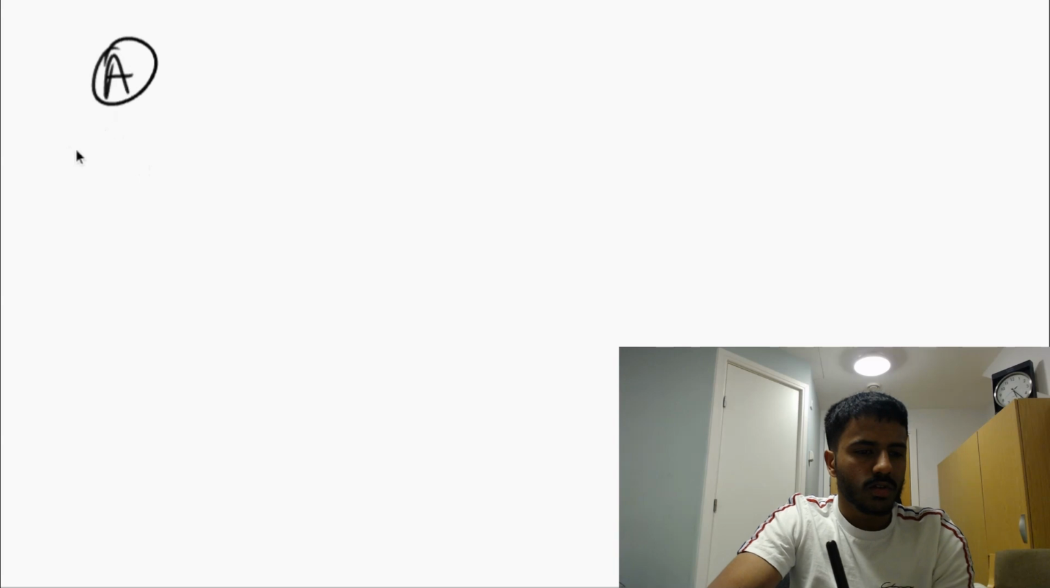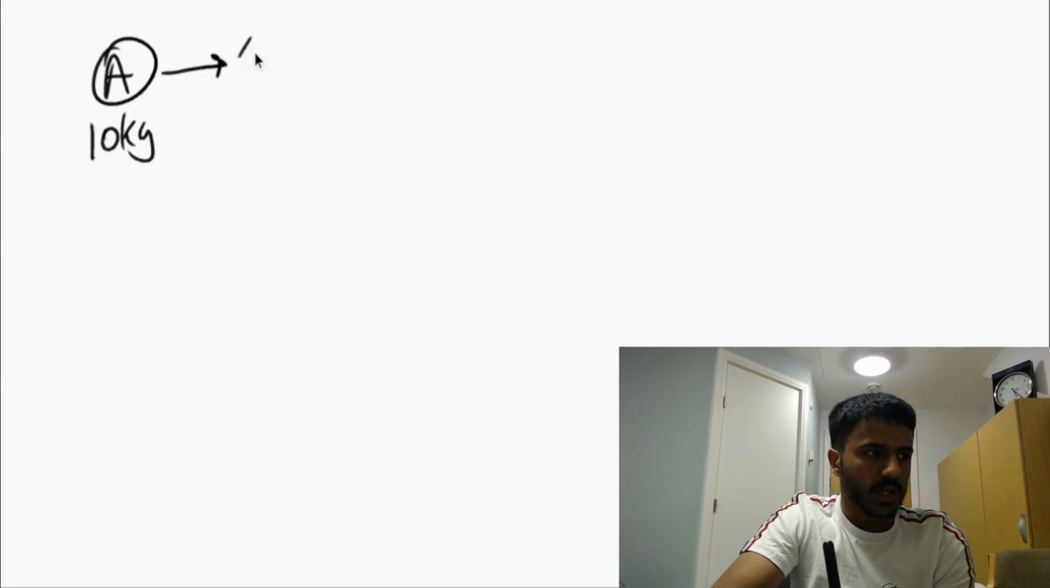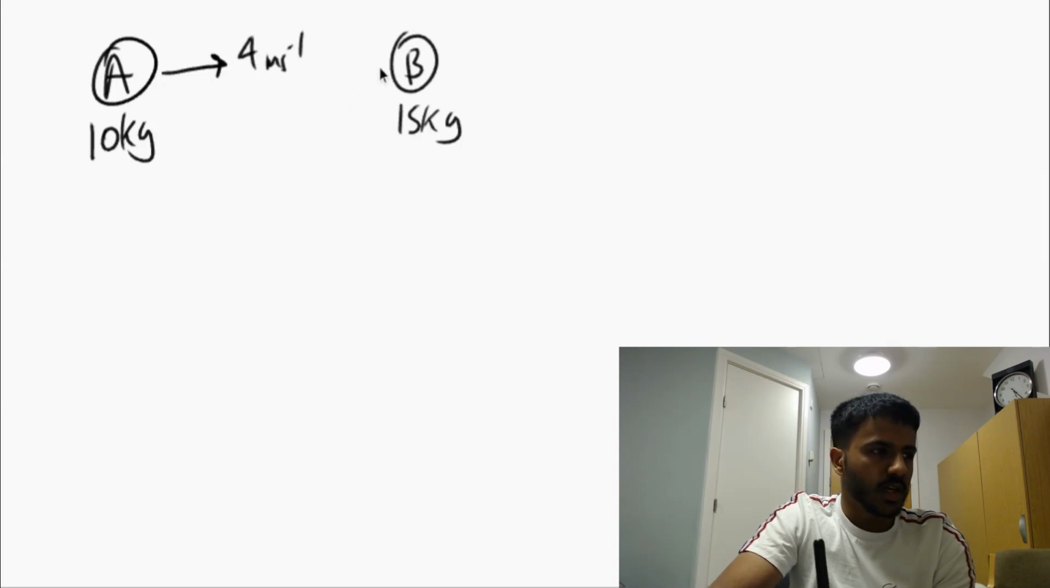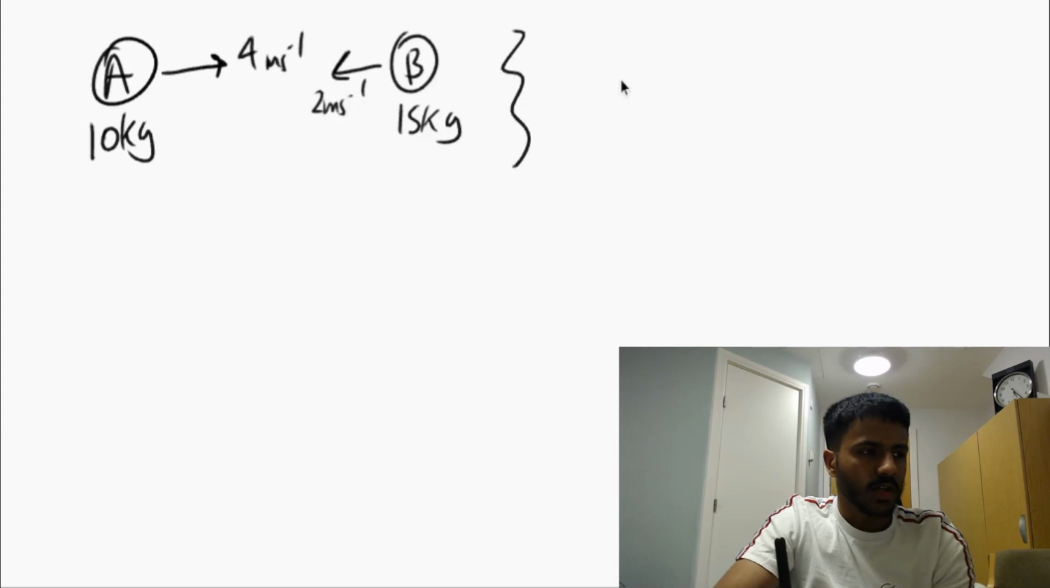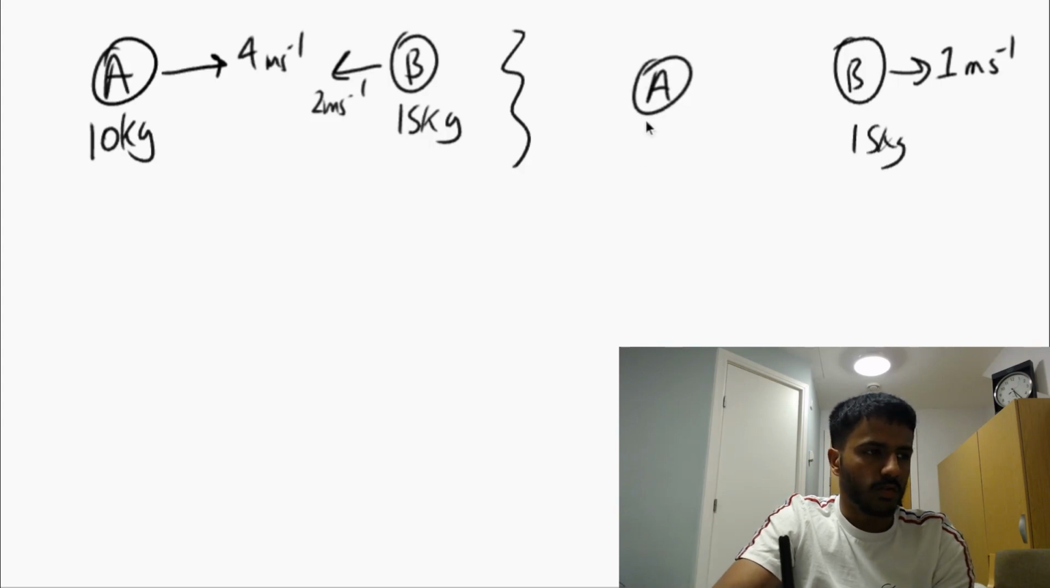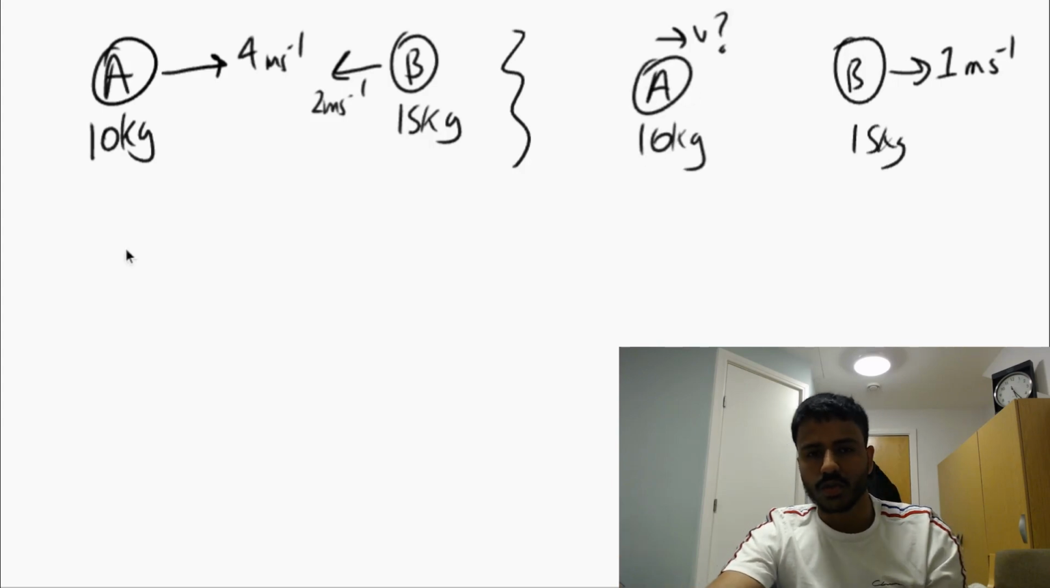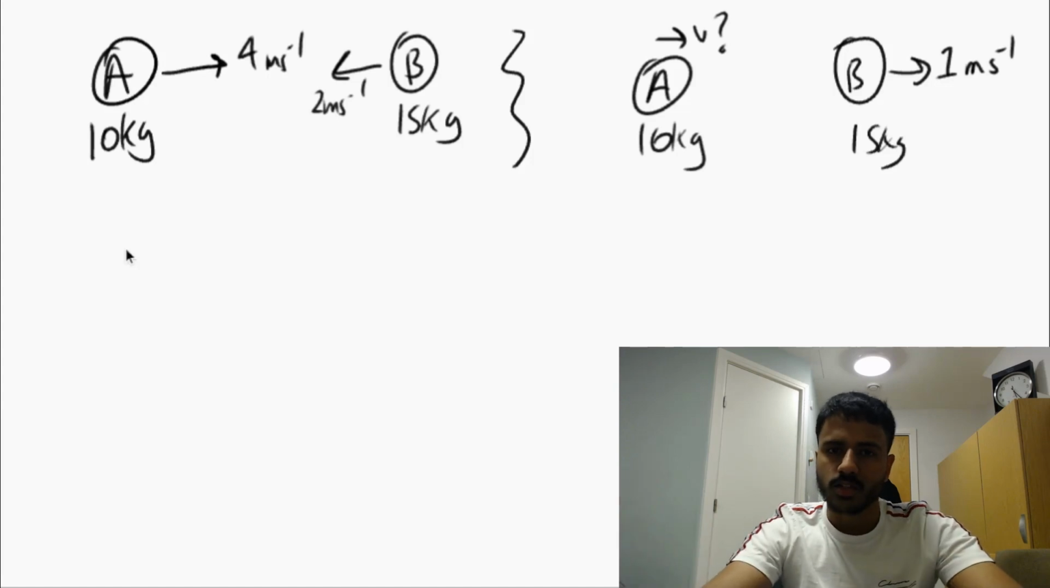So let's say I had this time two bodies, A of 10 kilograms, moving at a speed to the right of 4 meters per second. B is of 15 kilograms, moving to the left at a speed of 2 meters per second. And after the collision, we're told that B moves at a speed of 1 meter per second, and it's still of 15 kilograms. And I want to know what is the speed of A. So let's do what we always do and refer to the law of conservation of momentum. We know that the total momentum before the collision is equal to the total momentum after.